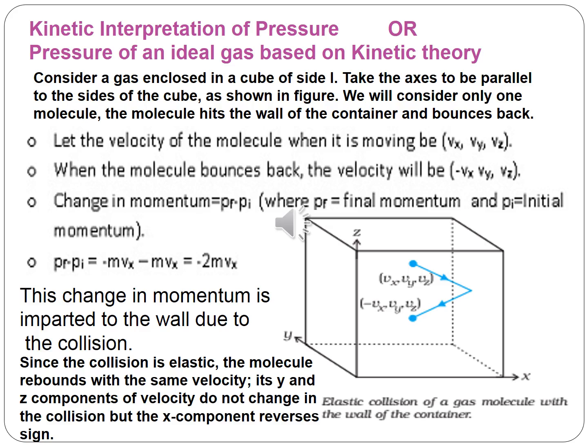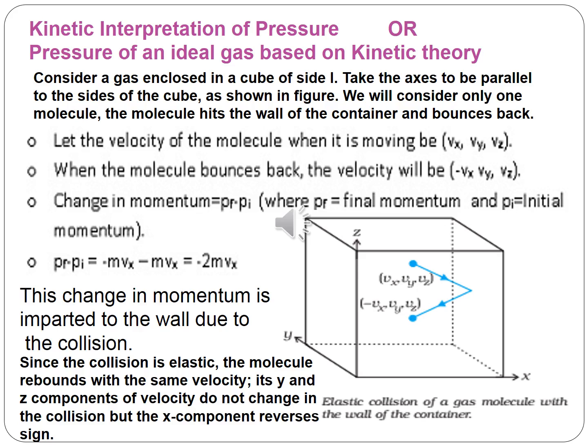Then what should be the change in momentum? It is equal to final momentum minus initial momentum. So, Pf minus Pi is equal to minus mVx minus mVx, which is equal to minus 2mVx, where Pf is the final momentum and Pi is the initial momentum.